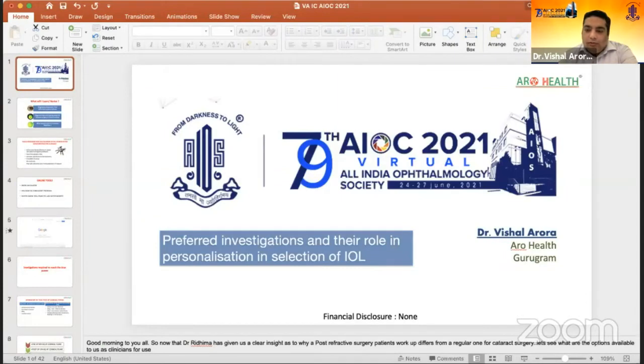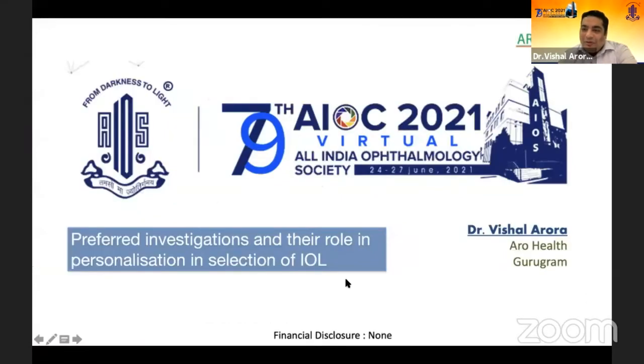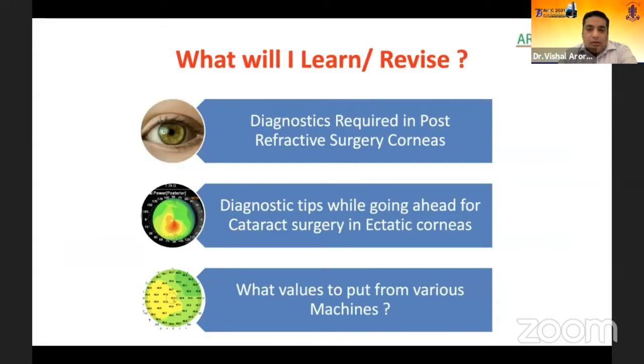You covered most of the aspects of everybody's talk, and we are going to now take it forward in detail. So we are going to discuss the investigations and their role in personalization for selection of an IOL in post-refractive cases. So what are we going to learn or revise in this? What are the diagnostics required? What are the tips if you have an ectatic cornea, and what values to put from various machines? I know not everybody has the luxury of having multiple machines, but the formulas give us the independence to use various machines and use their values in the calculation.